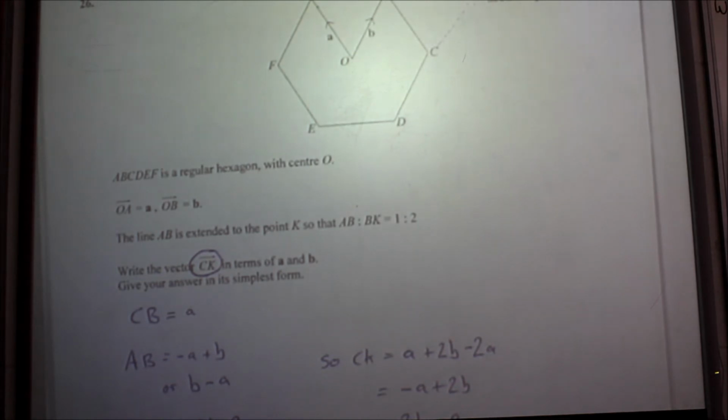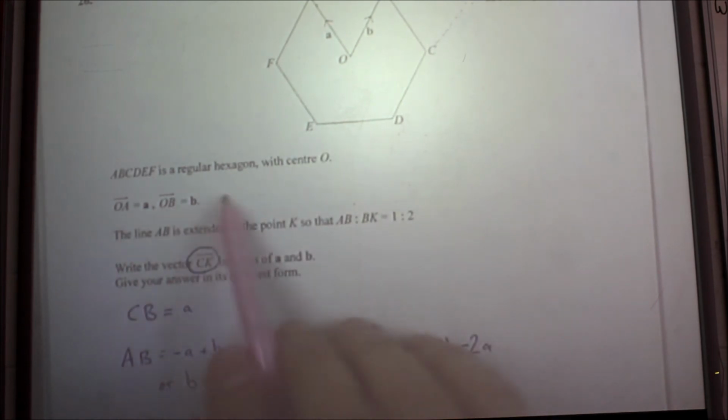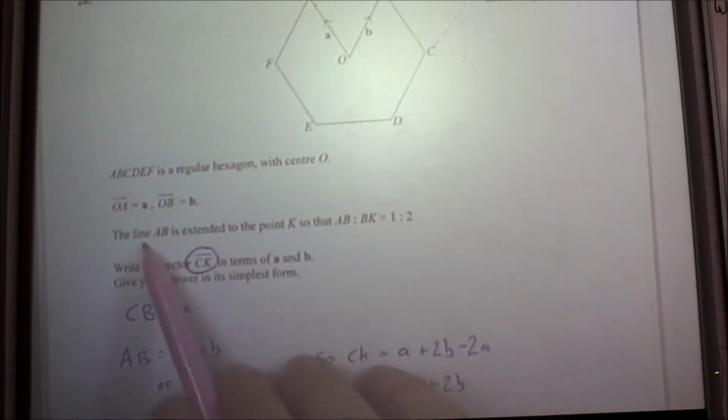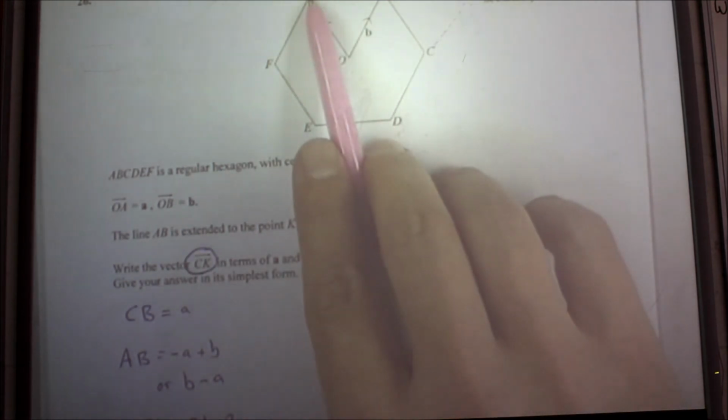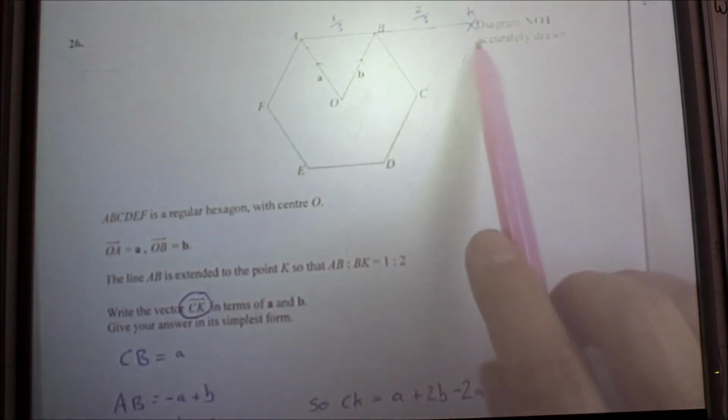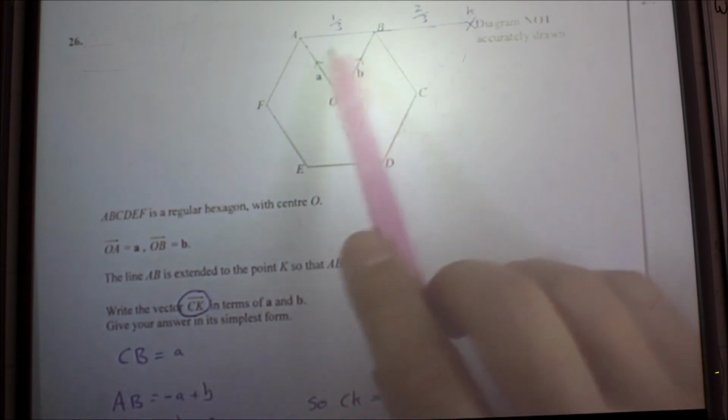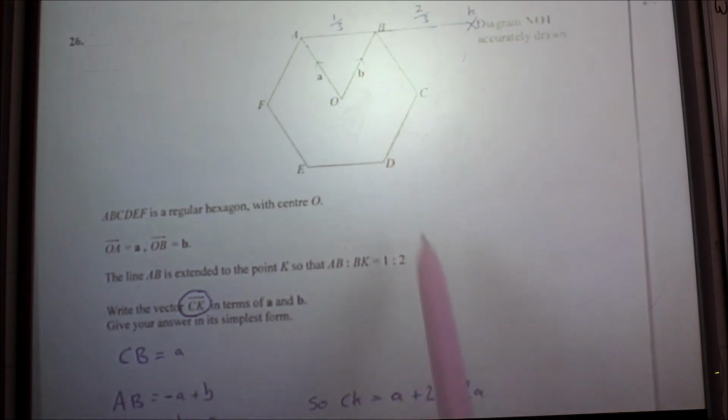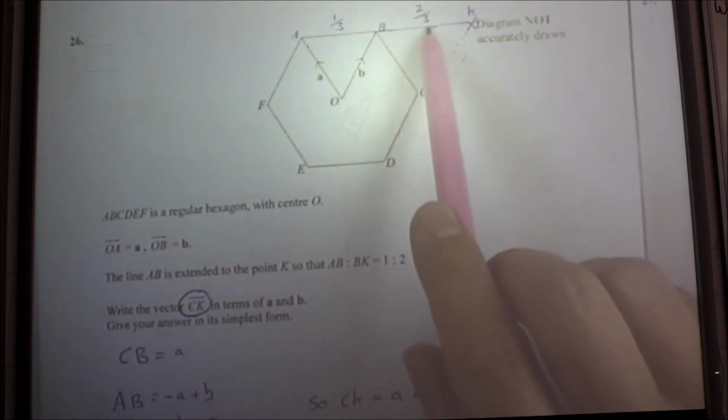Question 26, bit of vectors work here. You're told it's a regular hexagon with centre O, there you go. You've got your OA and your OB, fair enough. The line AB is extended, that's this line here, is extended to point K, and we're told that AB to BK will be in the ratio of 1 to 2. So that's 1/3 and that is 2/3.